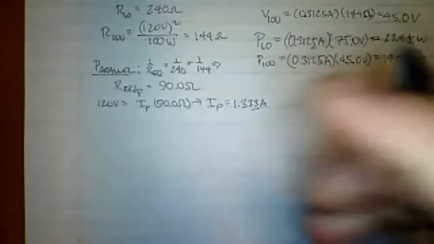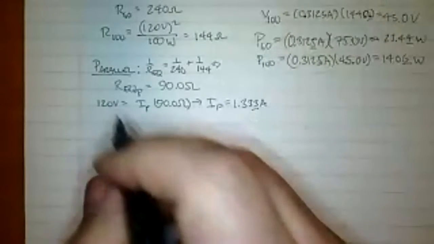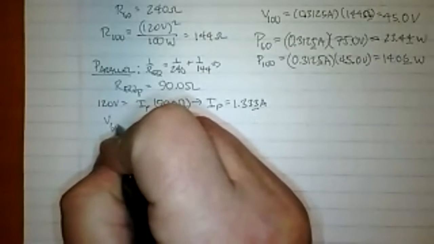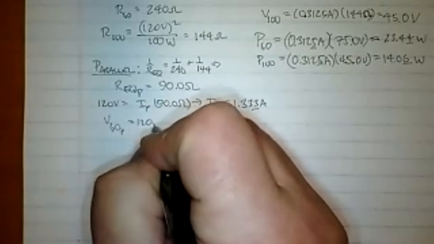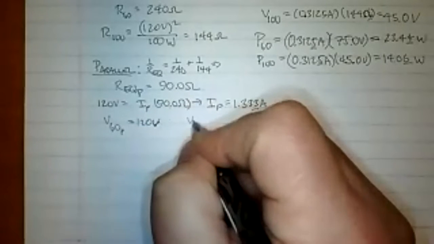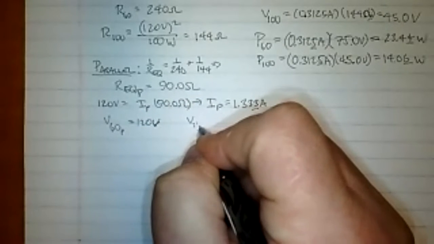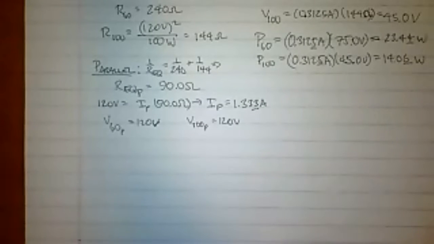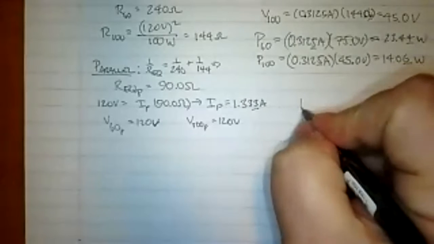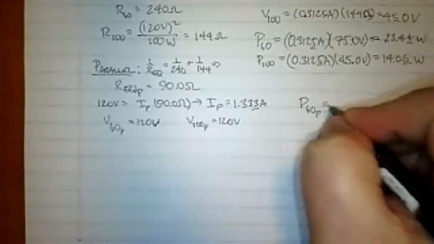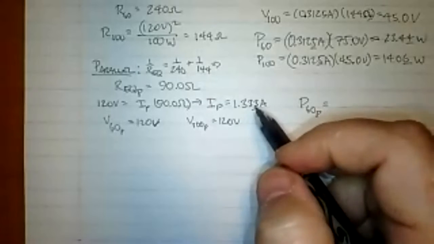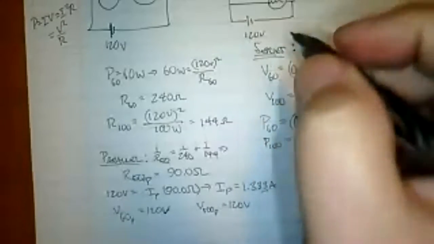So now I've got the current there. Of course, all of these are going to have the same voltage. So the V for the 60 in parallel is 120 volts. The V for the 100 in parallel is 120 volts. So all I need now is just P equals IV. So P 60 parallel is going to be, we know that 1.33 amps is what comes out of here.